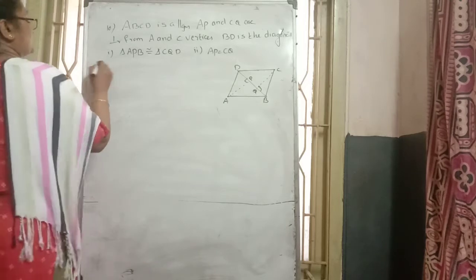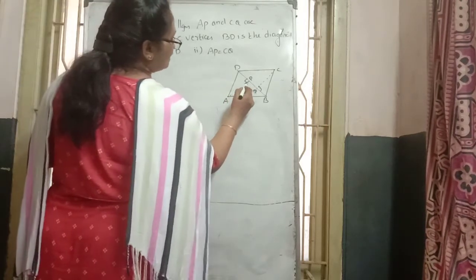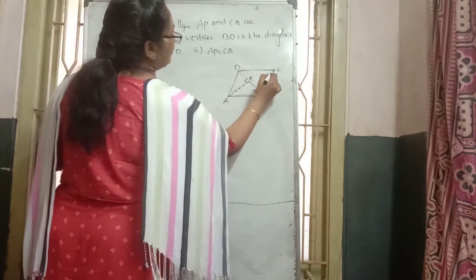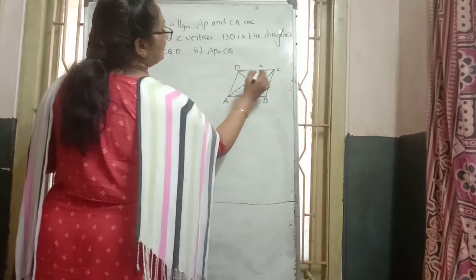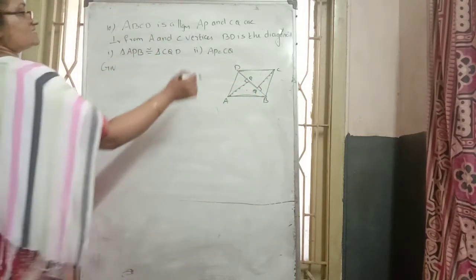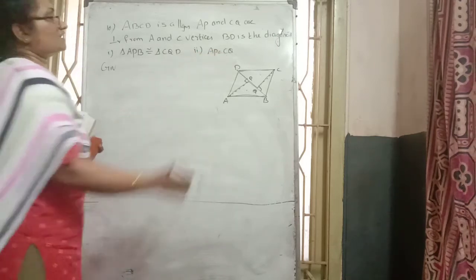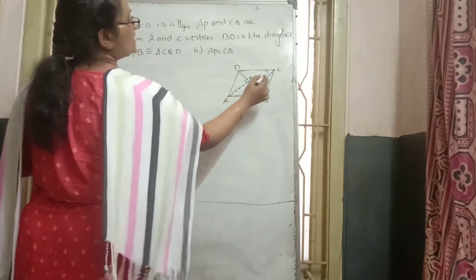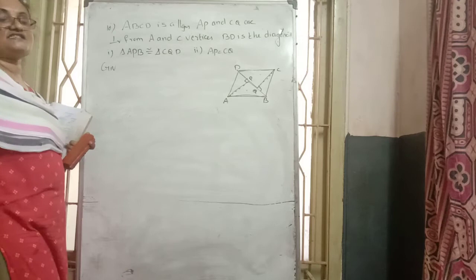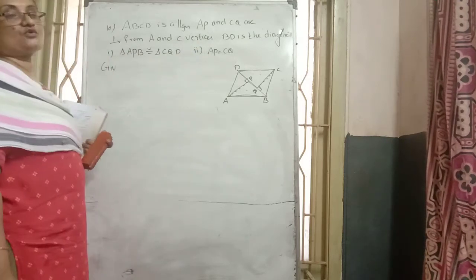Then using this information, we want to prove that triangle APB and triangle CDQ are congruent triangles. By CPCT, AP and CQ are equal, because AP and CQ are parts of these triangles. That's why by CPCT we can prove the second part. Our first aim is to prove the first part.